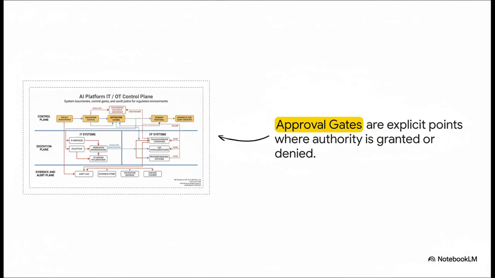These are what we call approval gates. Think of them as explicit checkpoints where a request to do something is either granted or denied based on the rules we've set. This is where authority gets handed off formally and traceably.